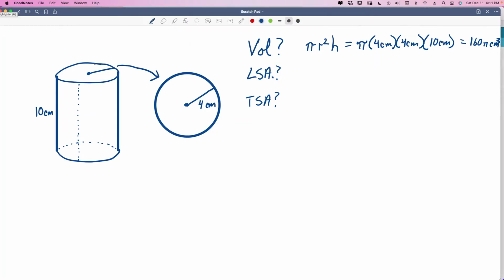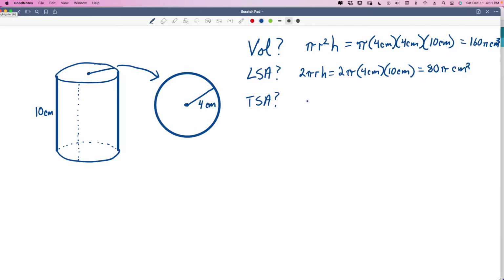I'm going to move over a little bit more, make my letters a little bit better. So the lateral surface area is just going to be the circumference times the height. So the circumference is going to be 2 pi r times the height. So that's going to equal 2 times pi times r, which is 4 centimeters, times the height, which is 10 centimeters. So that's going to equal 2 times 4 is 8 times 10 is 80, and then we have pi centimeters, and it's once twice, so it's squared.